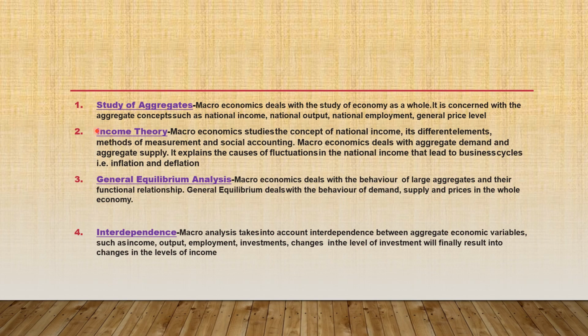So the first is study of aggregates. It studies total income, total national income, output, employment, price level. Second is income theory: how national income is fluctuating. We study about that. General equilibrium analysis means how the price is kept according to the demand and supply. Interdependency means we are dependent on each other. If income is low, output may be low, employment may be low. So changes in the level of investment will finally result in changes in the level of income.